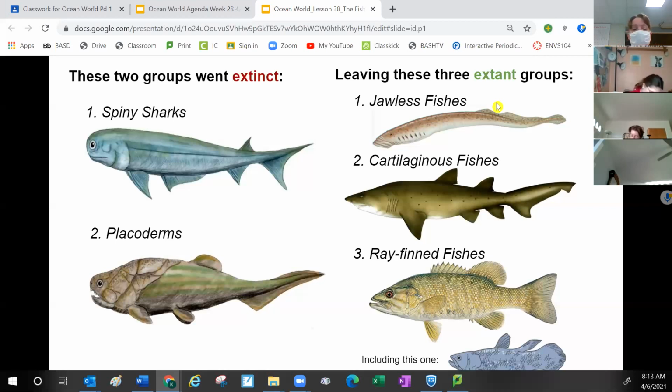These three groups, and these are the ones we're going to focus on, are called the jawless fish, the cartilaginous fish, which means they have cartilage, and the ray-finned fishes, also called the bony fishes. There's another little guy down here that is actually part of our bony fishes, and they are called the lobed fin fishes. So we'll talk about them separately, but they are actually part of our bony fish group.